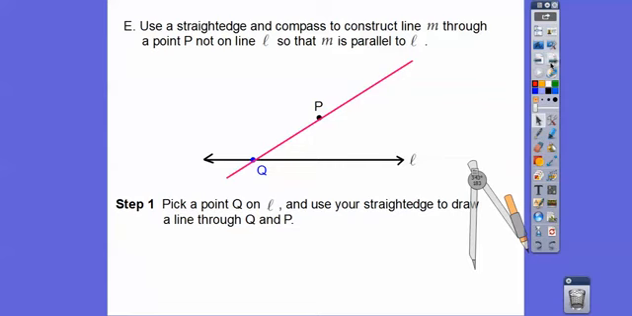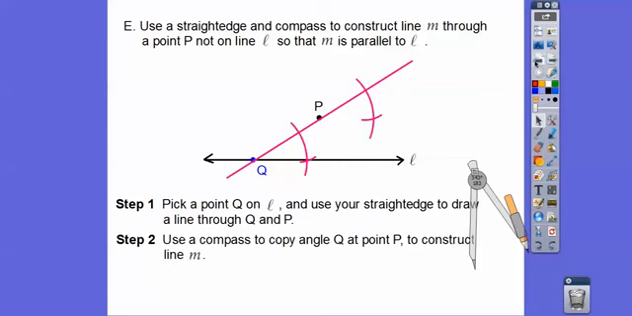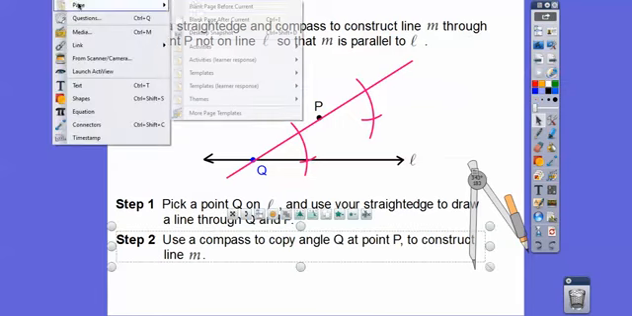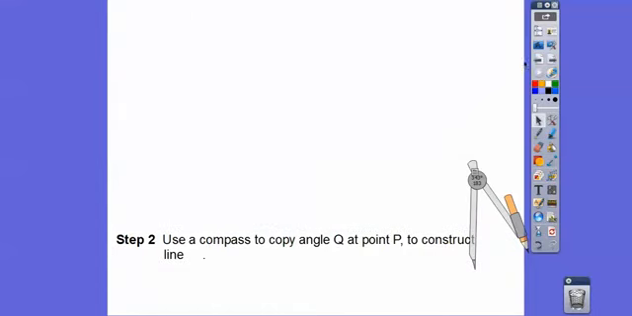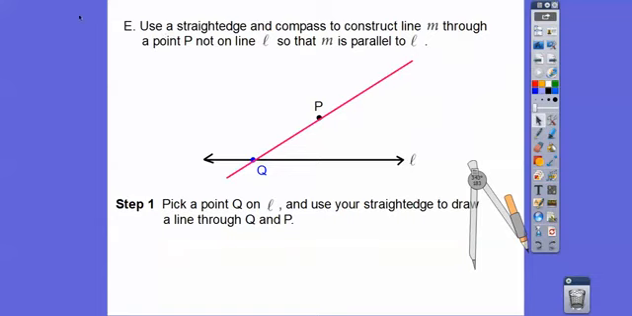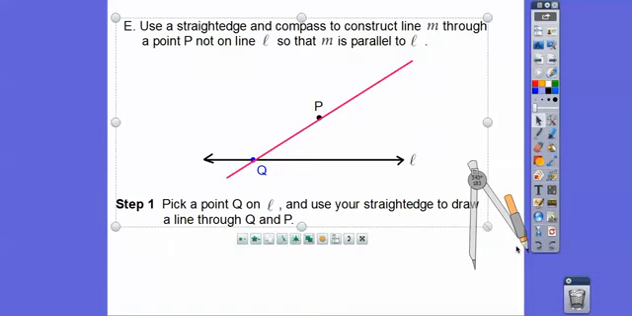And then the second thing is we're going to use our compass to copy the angle Q. I should have this here first. Let me insert a page. Let's go back. Okay, and let me copy this. So here we are.